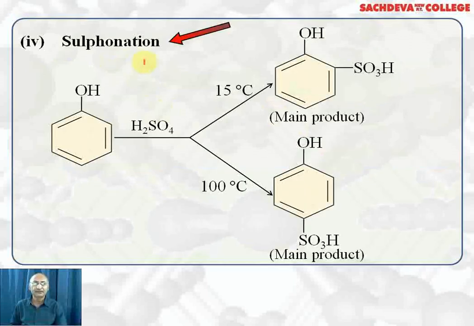Next, we are taking sulfonation. Phenol reacts with concentrated sulfuric acid. If it is low temperature, that is 15 degrees centigrade, we get ortho-hydroxybenzene sulfonic acid. If the temperature is 100 degrees centigrade, we get para-hydroxybenzene sulfonic acid. And if you carry out the reaction at room temperature, you will get both ortho as well as para as the product.